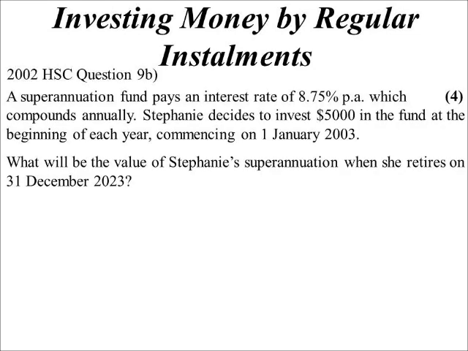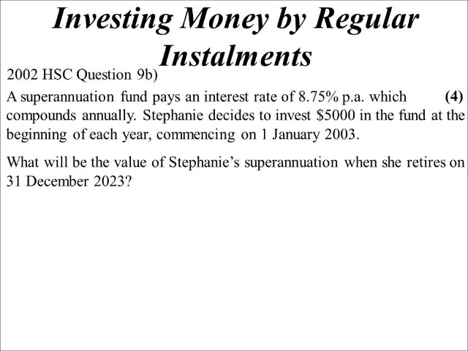Alright, let's have a look at this simplified version of superannuation. We're going to assume a constant rate here. Well, when we say we, it was the 2002 HSC. 8.75% is what we're saying as an average. That's not a bad return on your money, 8%, certainly these days.